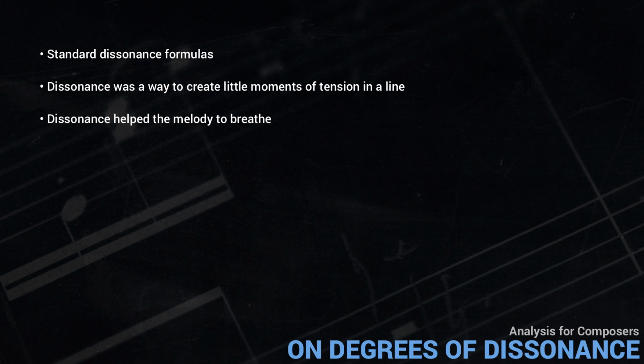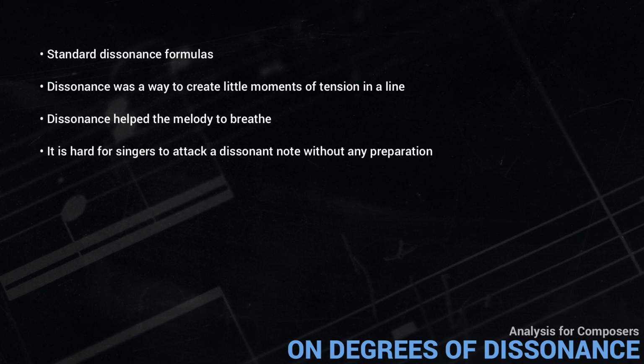Dissonance in vocal music imposes various constraints because it's hard for a singer, especially an untrained singer, to attack a dissonant note without any preparation. The easiest way to prepare a dissonance for a singer is simply to hold a consonant note while the other parts change harmony around it, making the held note into a dissonance. In other words, a suspension.